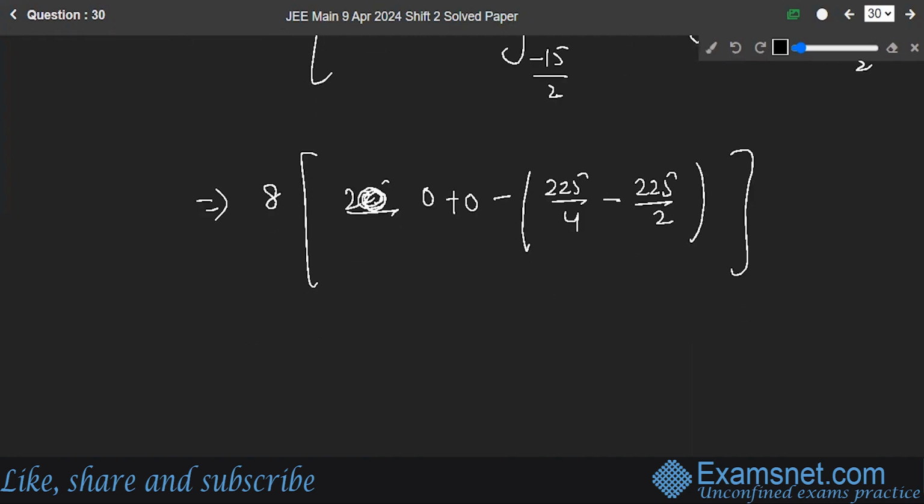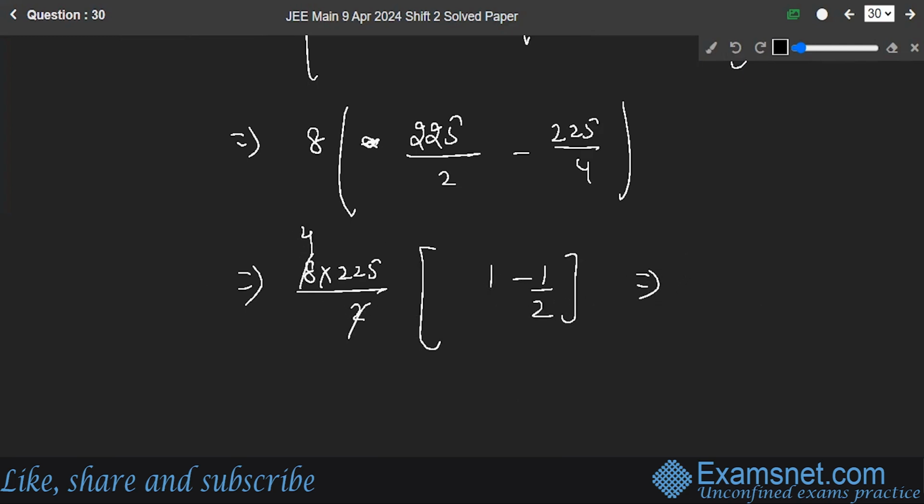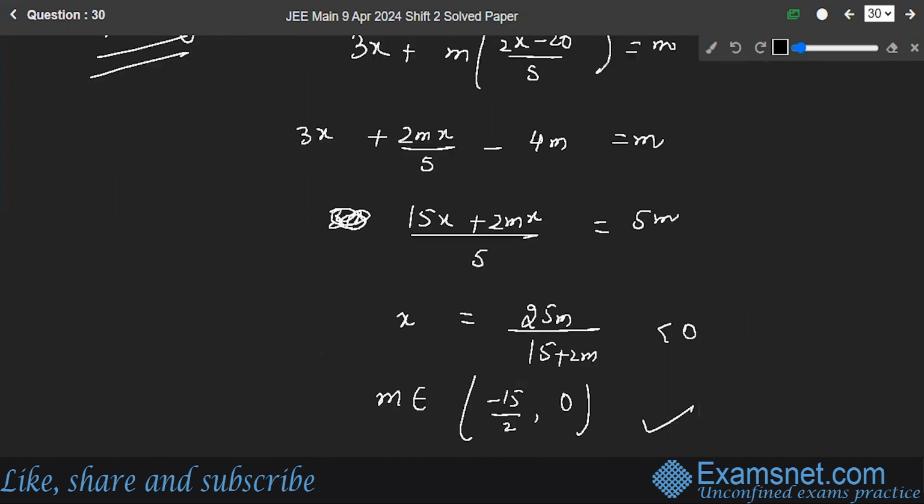okay, and this is equal to 8 into minus outside, or you will say this as 225 upon 2 minus 225 upon 4, and I will take the 225 upon 2 outside. This will be 8 into 225 upon 2 that I've taken outside. This is 1 minus 1 by 2. So this is 4 into 225 into 1 by 2. This will also cancel. And you will have 450. This is the answer to the question.